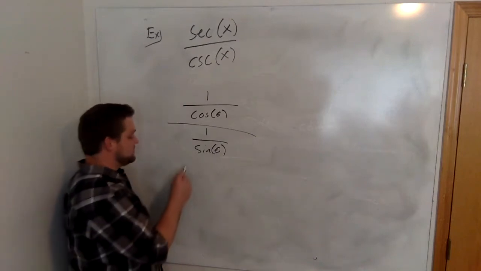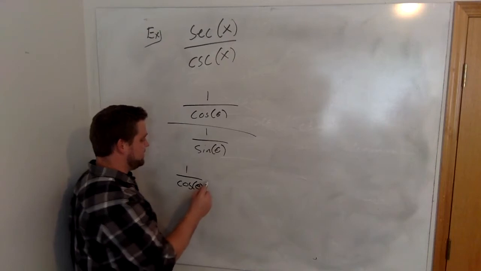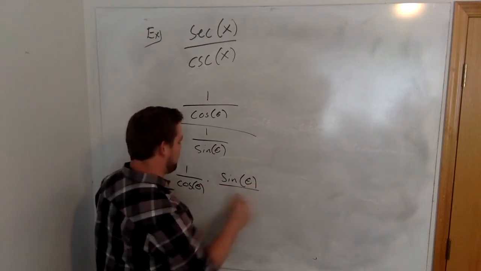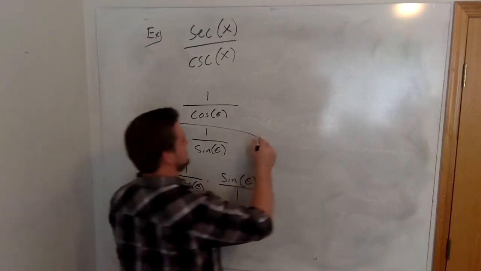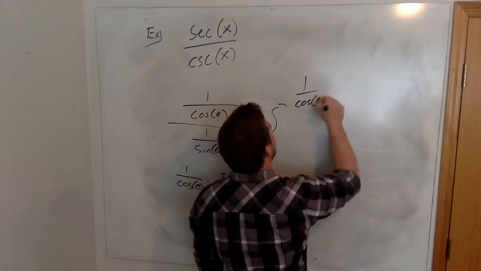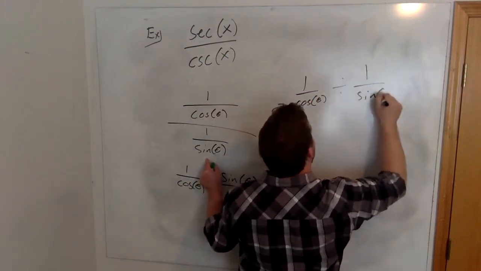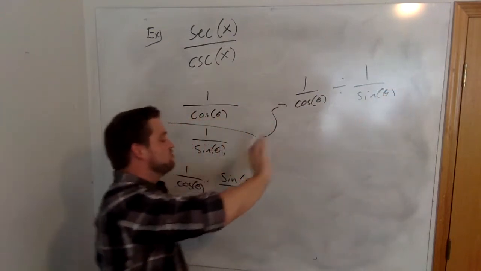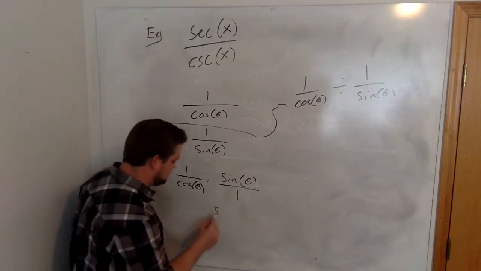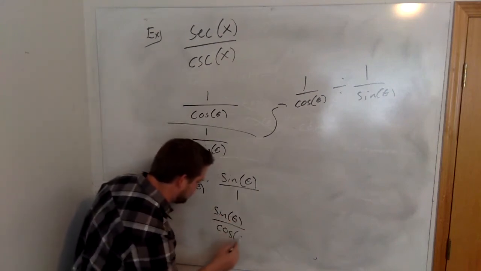So this is equivalent to 1 over the cosine of theta times the sine of theta all over 1. So this is really just saying 1 over cosine of theta divided by 1 over sine of theta. Remember, when we divide fractions, we flip and multiply. Well, we can multiply straight across. So this is the same thing as sine of theta all over cosine of theta.